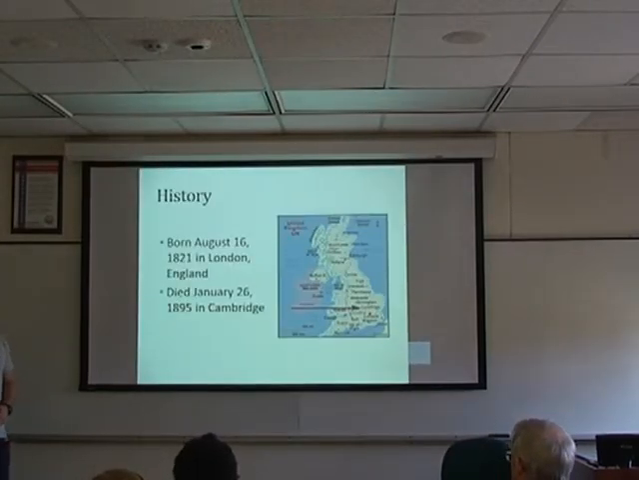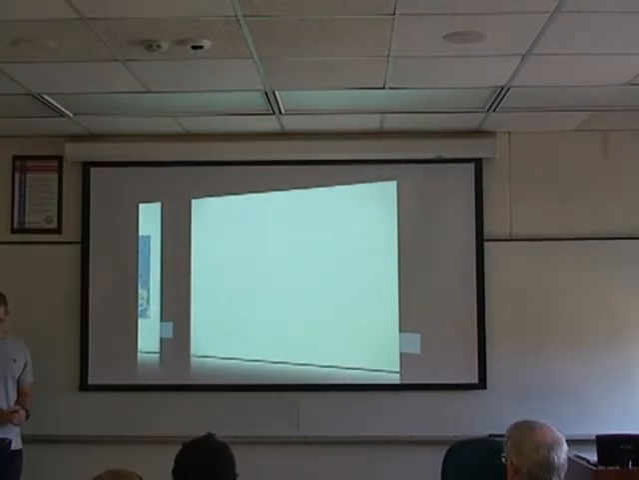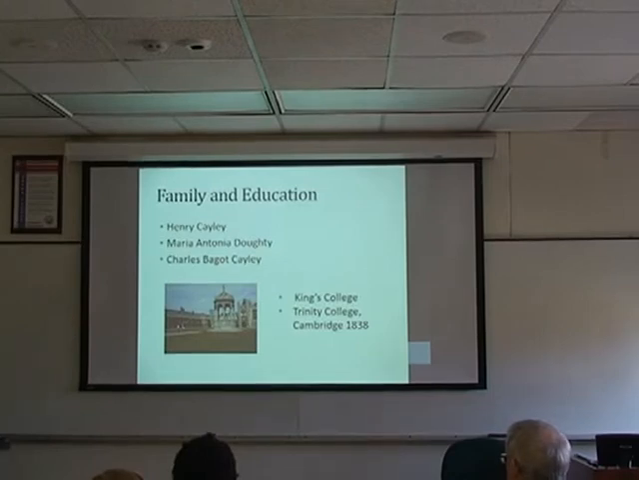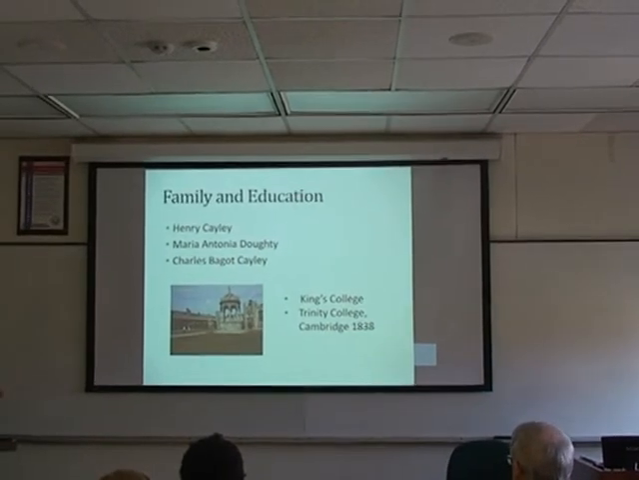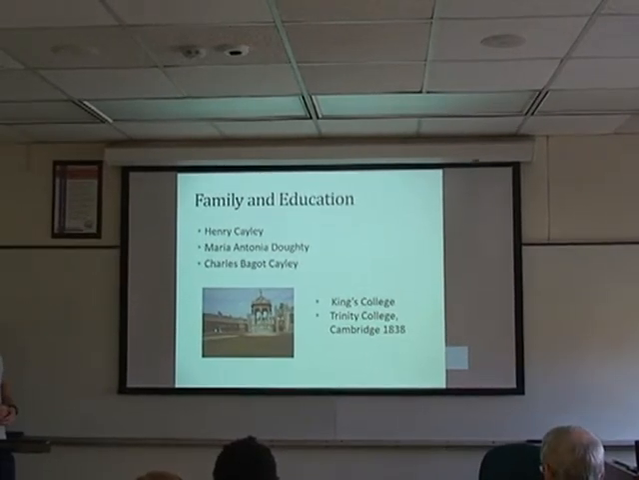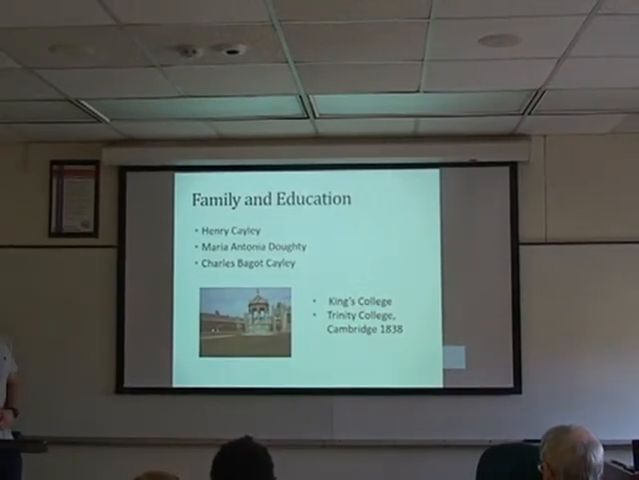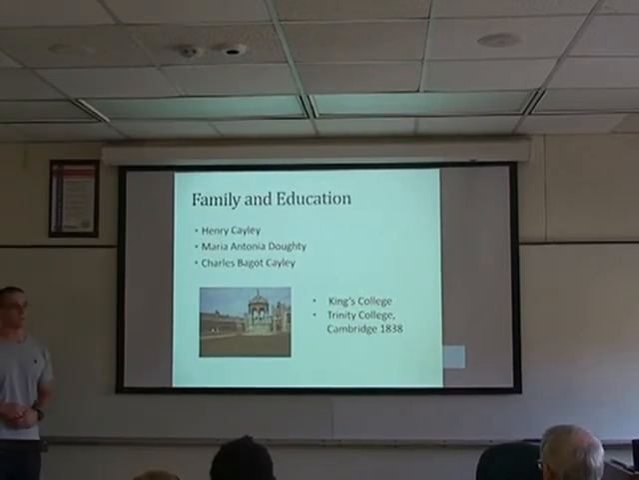He was born August 16, 1821 in London, England, and died 26th of January in 1895 in Cambridge. One of the significant events during his time was over in the Americas, the Civil War was happening. His father was Henry Cayley, his mother was Maria Daughtry, and they were both Russian. His father was a merchant, and his brother is Charles, and he was a linguist.